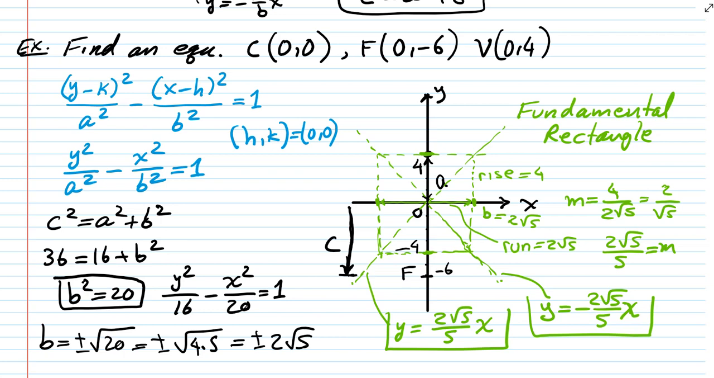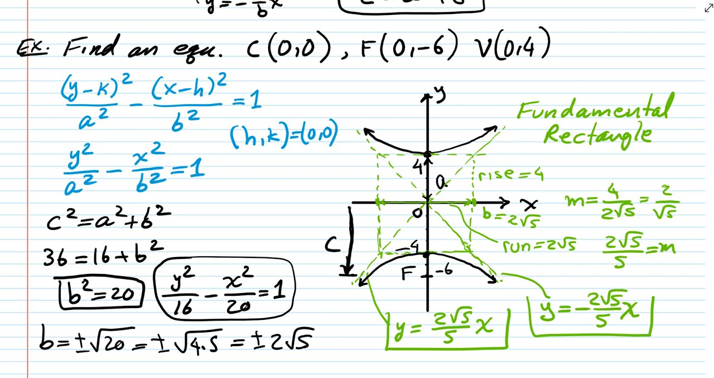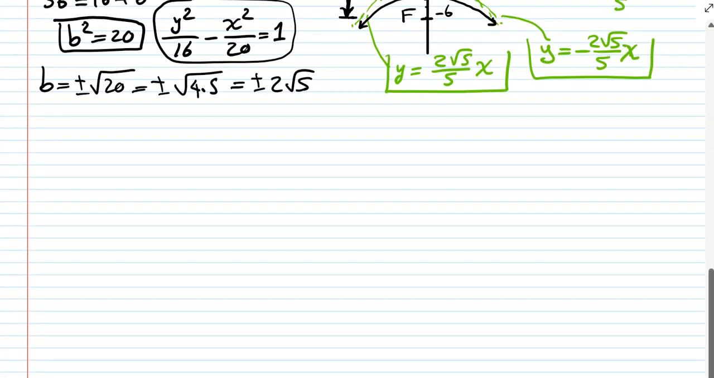Now, the branches. Once I have the fundamental rectangle, then I know how wide these branches are going to be. See that? I try to make the branches approach the asymptotes without touching or crossing them. And there you have an accurate representation of this hyperbola. All right, so it says find the equation. The answer is that, and you have the graph as well, along with the asymptotes. Hopefully you follow that one.